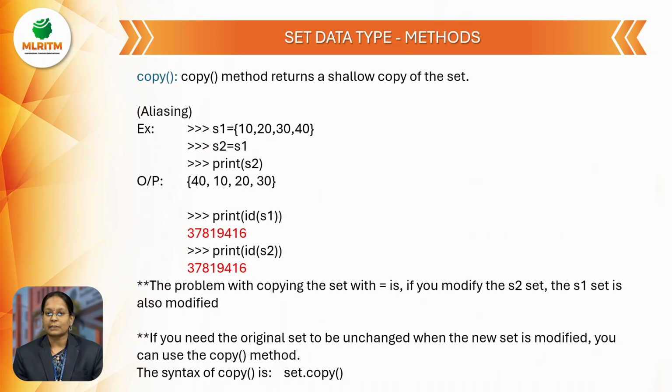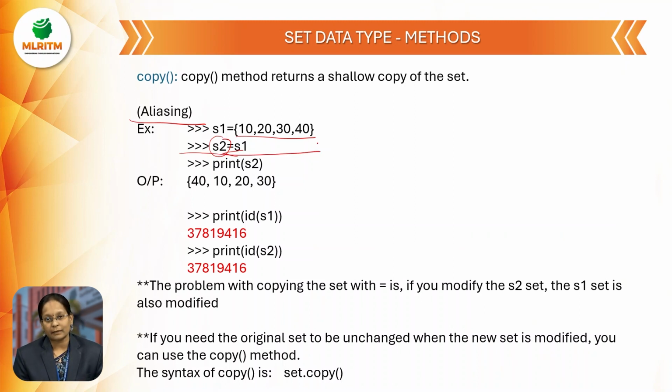The next method is copy. The copy method returns a shallow copy of the set. Here we are performing the copy by using aliasing. Aliasing is nothing but giving a new name to an existing name, an alias. Here S1 is equal to {10, 20, 30, 40}, and we are aliasing this S1 with S2 by using the equal operator. S2 is equal to S1. That means we are performing aliasing.